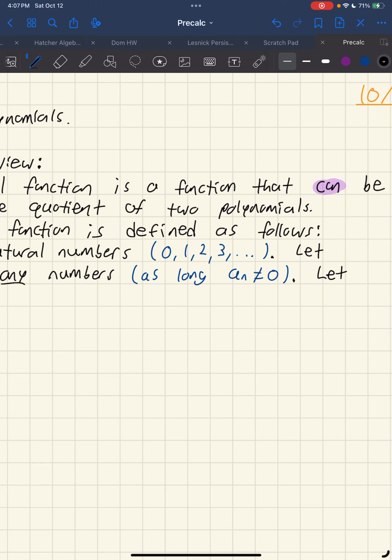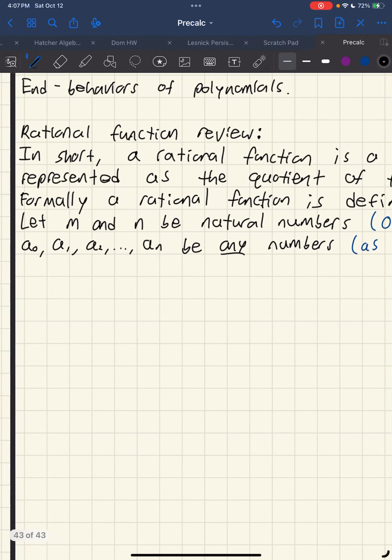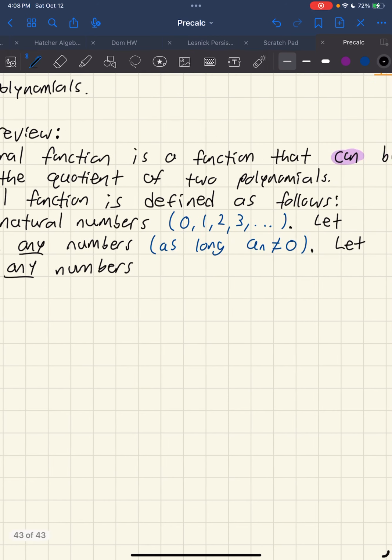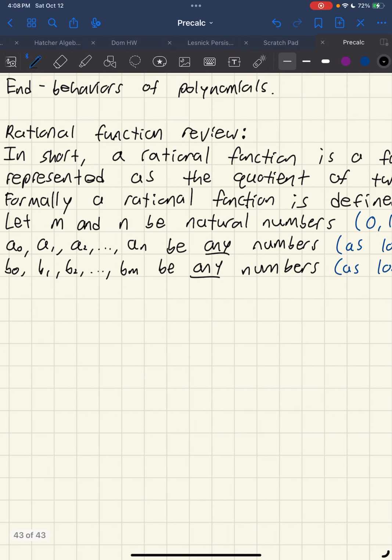Similarly, I need the numbers for the denominator. These are going to be the numbers for the numerator upstairs. Let's let these numbers be the denominator's. So let b0, b1, b2, ..., bm be any numbers. And again, same idea, as long as bm is non-zero. Again, nothing wrong if it is. It's just that's not the case we're talking about.